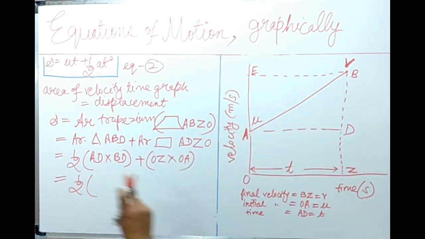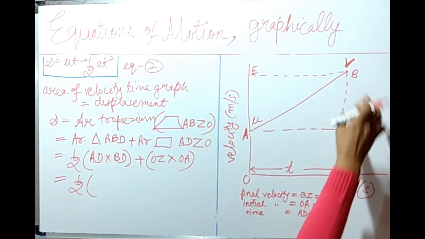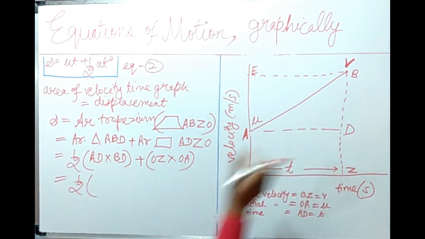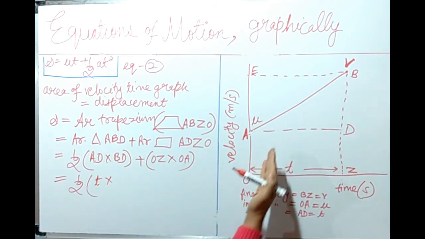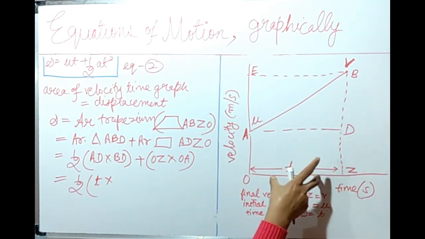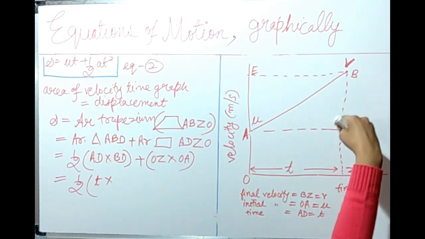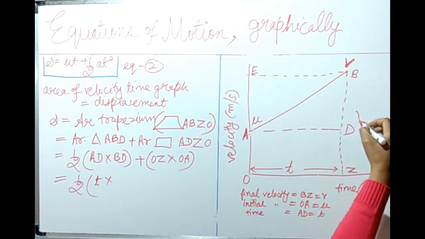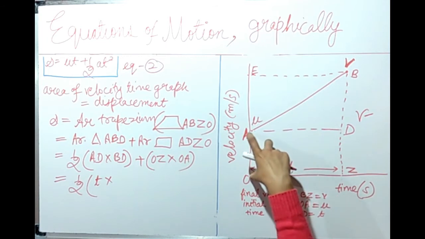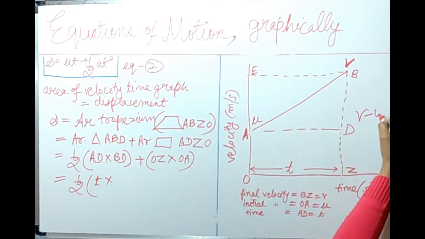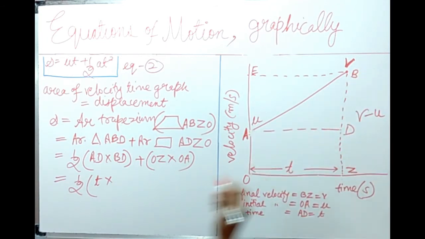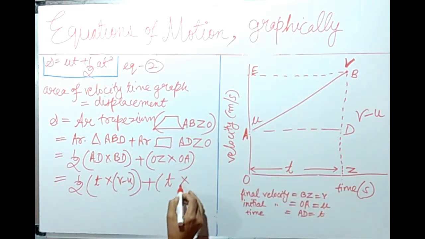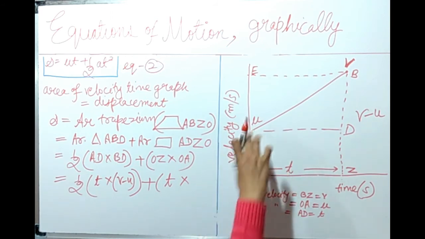What we have done: we have taken area of triangle as half base into height and area of rectangle as length into breadth. AD is equal to t. You can see from the graph, this is AD, this is equal to t. And BD, this portion is our BD. How can we write BD? This total is v, and you subtract this u. So our BD is equal to v minus u. OZ is t, that is our length. OA is breadth, that is equal to u.